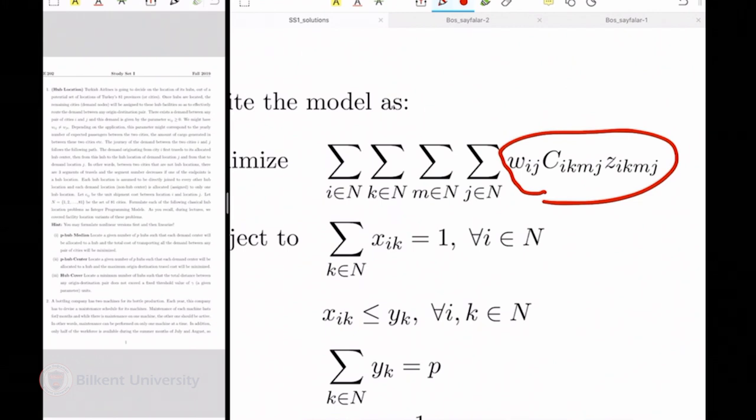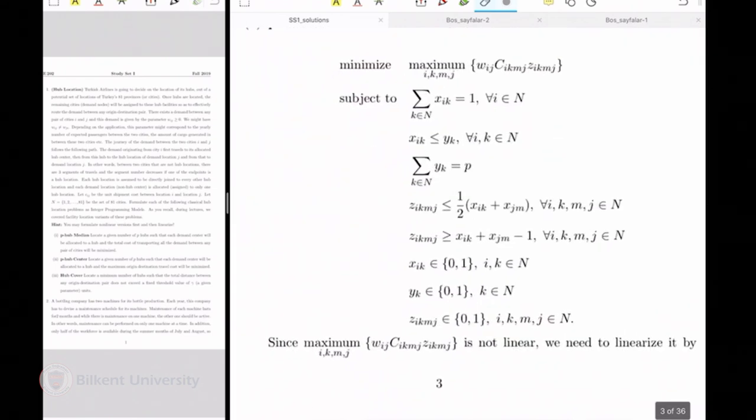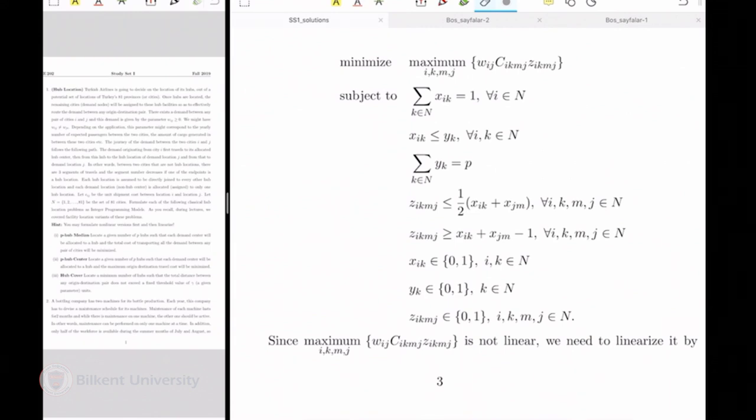But how to do this? Of course, if instead of this part, I say maximum over all these indices, I'm done. With the same constraints, I have a p-hop problem, and the objective is changed as the question is asking. But is it enough? As you see here, it's a linear problem because I already introduced the variable z. And the objective function has been changed according to the maximum of them, minimizing the maximum of those transportation costs from node i to node j. But is it linear?